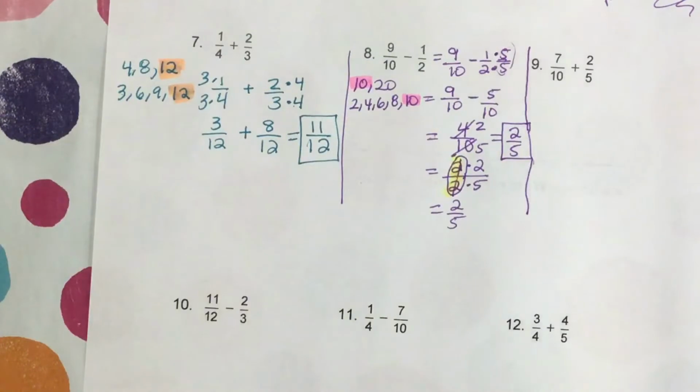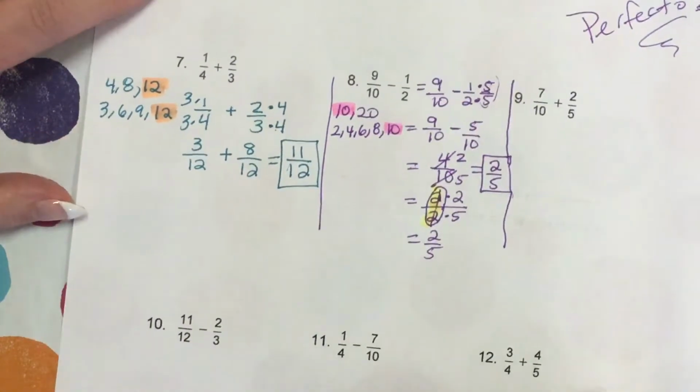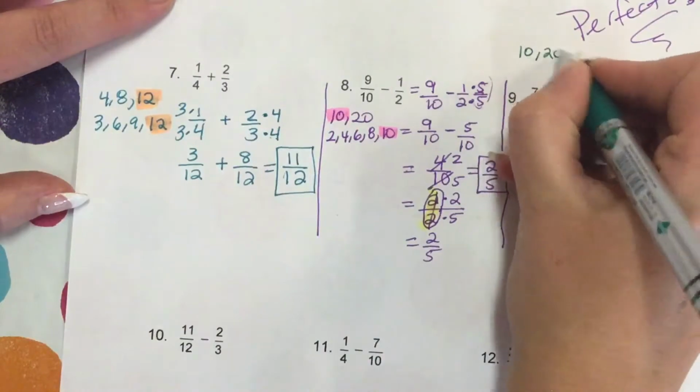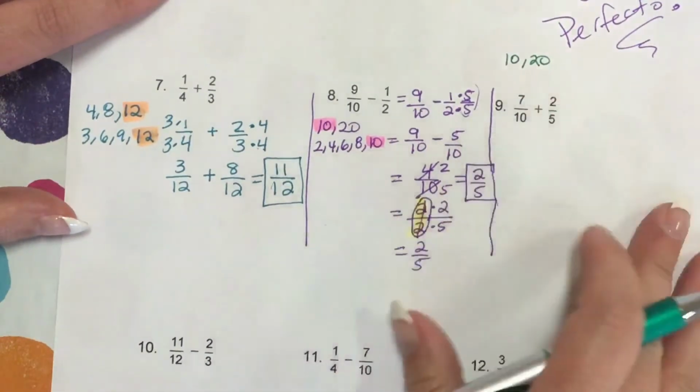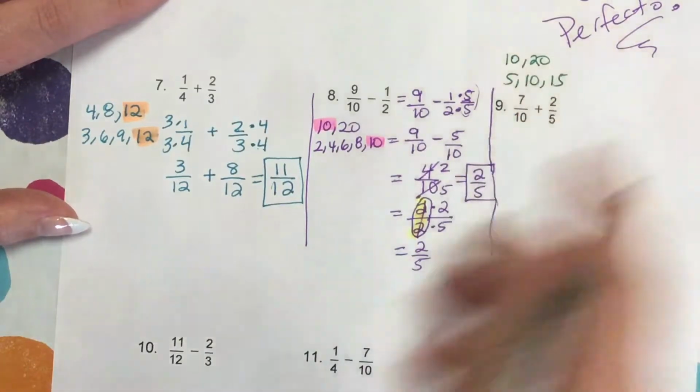So let's do it. Number 9. Okay, we have 7/10 plus 2/5. So we need to go ahead and find the least common multiple. So I'm going to count by tens, 10, 20. I'm writing it up here because I'm kind of running out of room over there. And then I'm going to count by 5s. 5, 10, 15. Whoa, I see it.